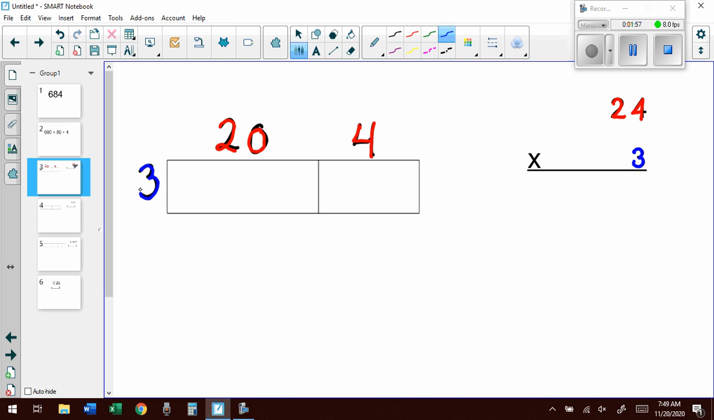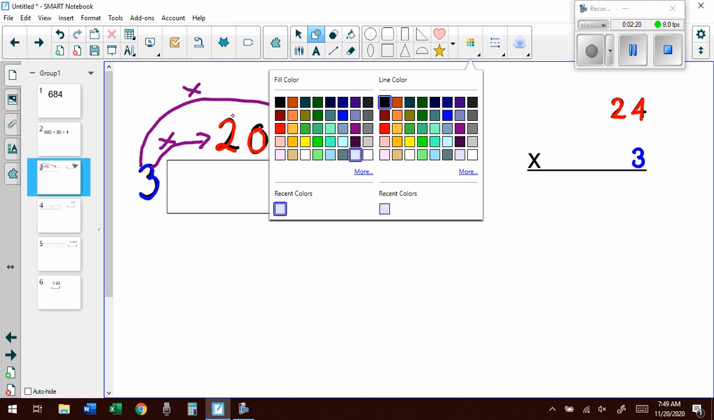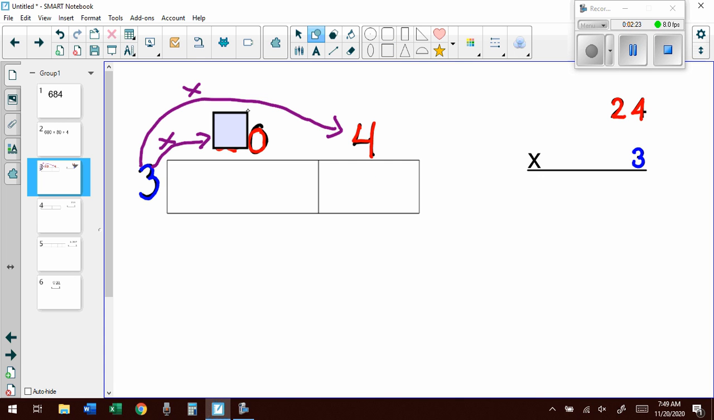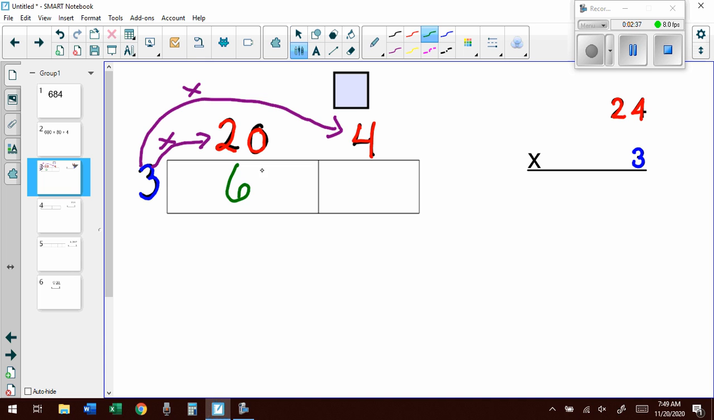Multiplying by 3. This is where our knowledge of area comes in, because we are going to multiply 3 times 20 and 3 times 4. First, 3 times 20. If we covered up this zero, 3 times 2 equals 6. And how many zeros did we cover up? 1.